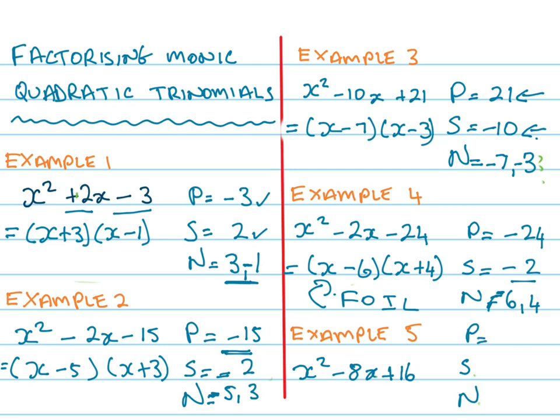We'll see how. Product 16, sum negative 8. I'm thinking it's 4 and 4, but both are negative, aren't they? Because negative 4 times negative 4 is 16. Negative 4 plus negative 4 is negative 8. So the numbers are the same, negative 4 and negative 4. That means what we've got is a perfect square. So you can write your answer like that.